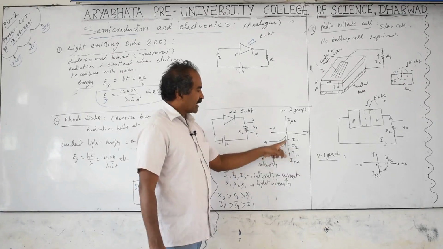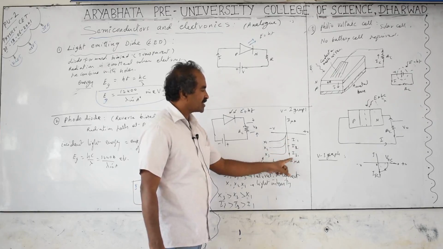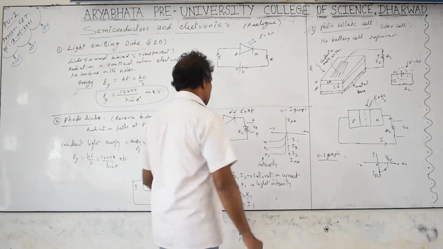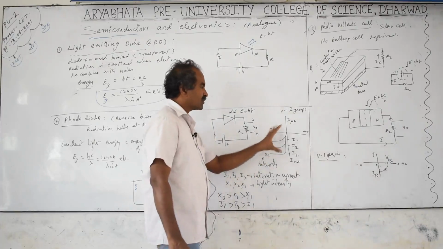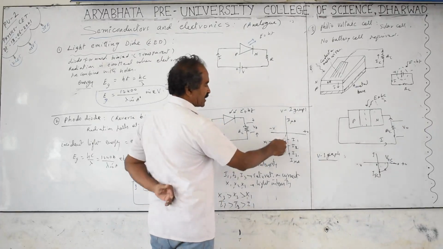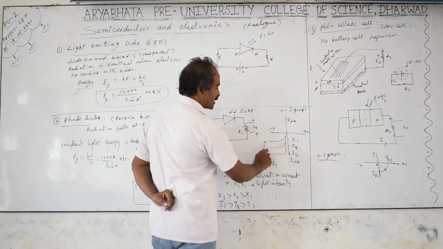And this current increases with the increase of intensity. X1, X2, X3 are the intensities. I1, I2, I3 are the saturation currents. Current will increase depending on the biasing voltage slightly, but afterwards the biasing voltage will not control the current because current depends on the intensity only. So for a given intensity, current is constant. That's called saturation current. I1, I2, I3 are the saturation currents corresponding to the intensities X1, X2, X3.